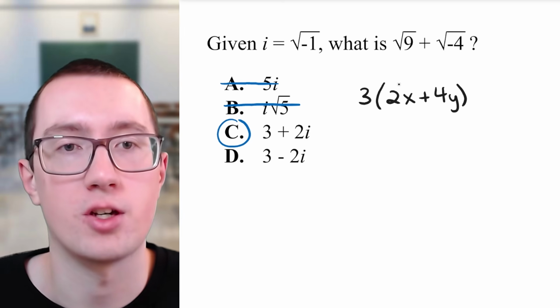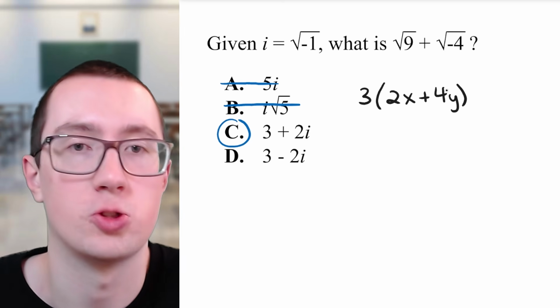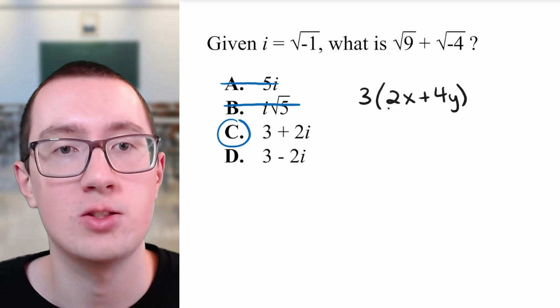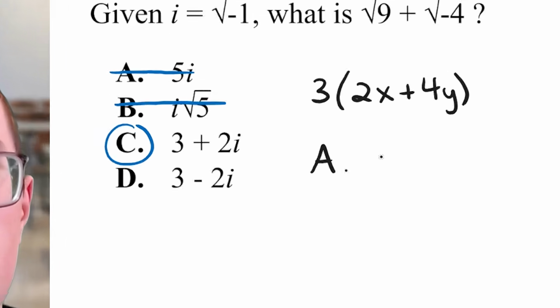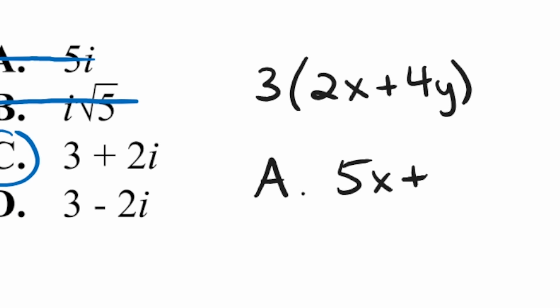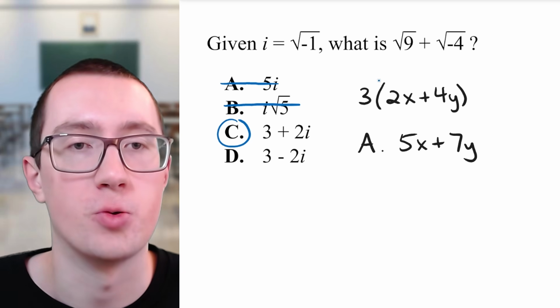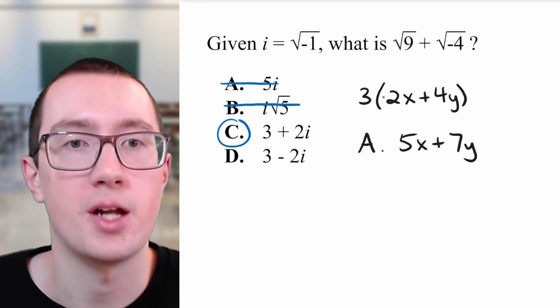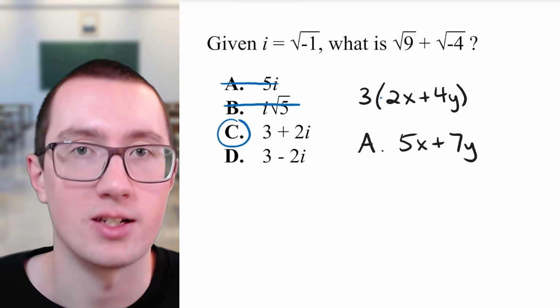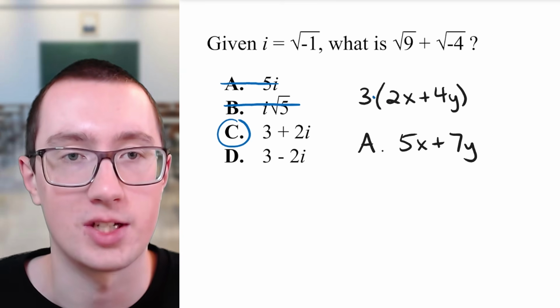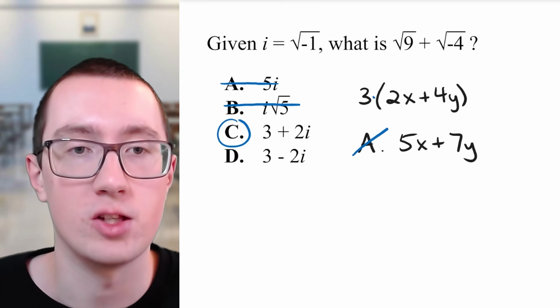Another example of this might come if, for example, we were doing a distributive property problem. I guarantee you that if you saw this on the test, one of the answer choices would be something like 5x plus 7y, because they want you to think that you're supposed to add 3 plus 2 and then 3 plus 4. But that's not what this is. There is no addition sign here. Whenever you have a number next to something else in algebra, that's multiplication. So we can immediately eliminate answer A.